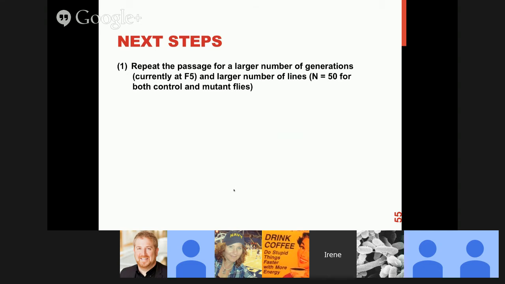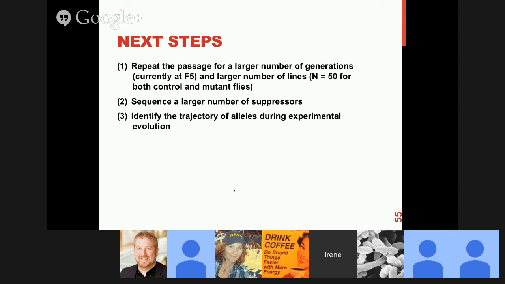So we're repeating the passage for a very much longer number of generations. We're currently at F5, and we're doing it for a larger number of lines, so 50 lines for control and mutant lines. We're going to sequence a larger number of suppressors at the end of this experiment and see if we can find any similarities across the different suppressors, and identify the trajectory of alleles during experimental evolution, a classic evolutionary experiment. So please stay tuned, and hopefully we'll have more for you next time.